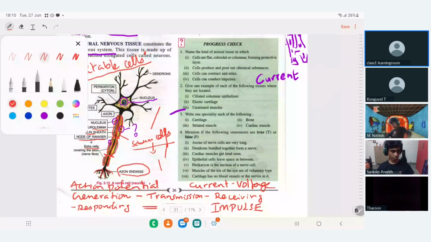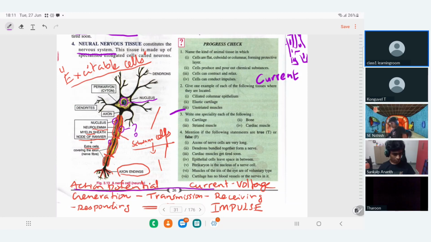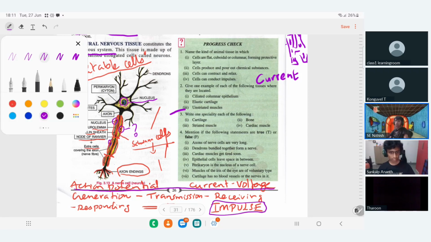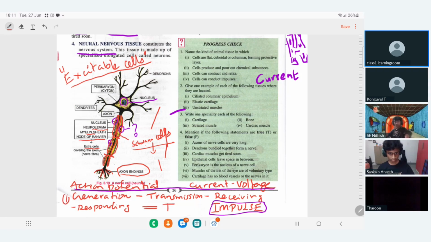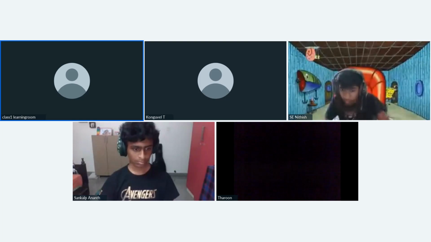Any cell which has 4 properties. What are the 4 properties? Generation, transmission, receiving, and responding to current. Generation means production: they are able to produce current, transmit current, receive current, and respond to current or signals. You can say signals, action potentials.